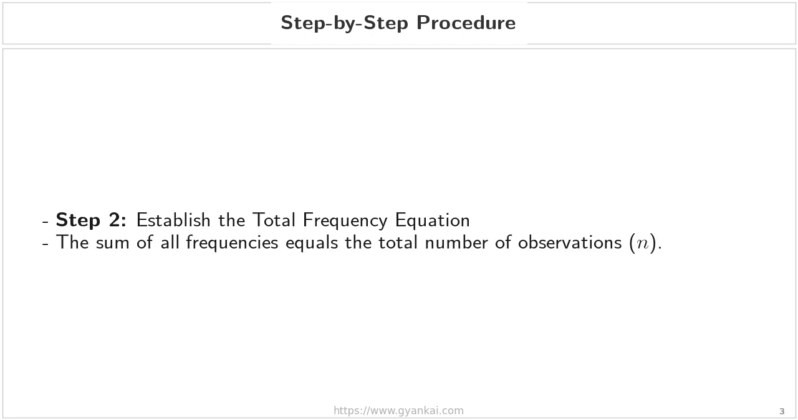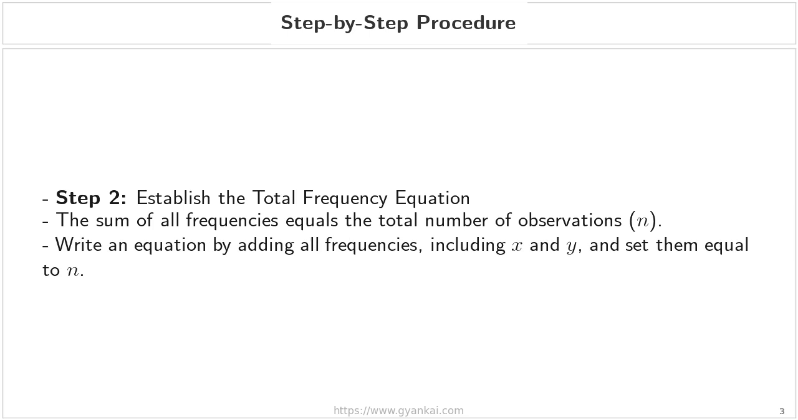Step-by-step procedure. Now that we have completed step 1 by constructing our cumulative frequency table, let's move on to step 2, which is establishing the total frequency equation. This step is vital because it provides us with our first mathematical relationship. Remember, the sum of all individual frequencies in your data set must always equal the total number of observations, which we represent with the letter n. To create this equation, you will simply add all the frequencies from your table, making sure to include our unknown variables, x and y, and set that entire sum equal to n.